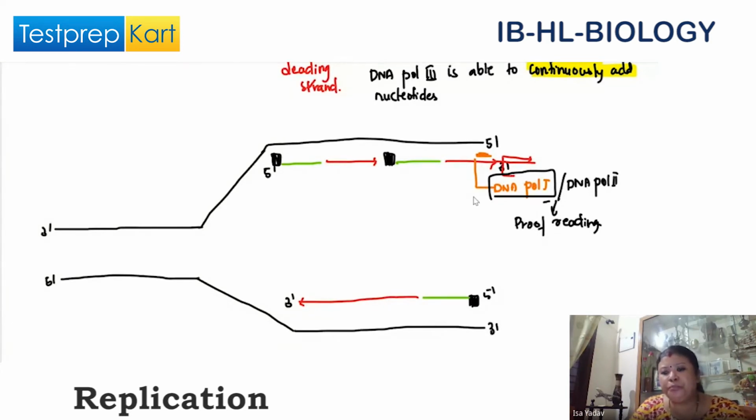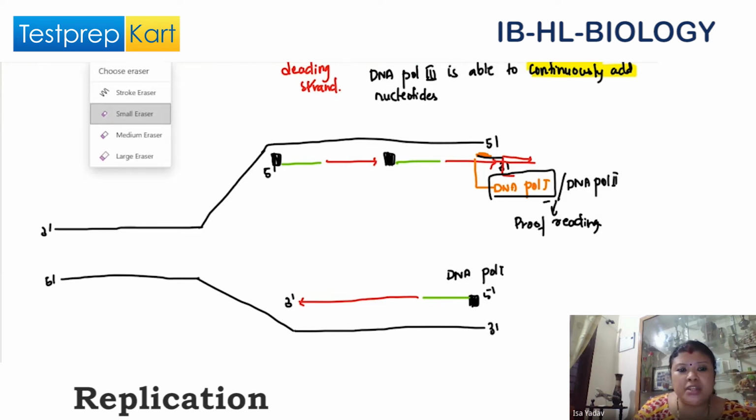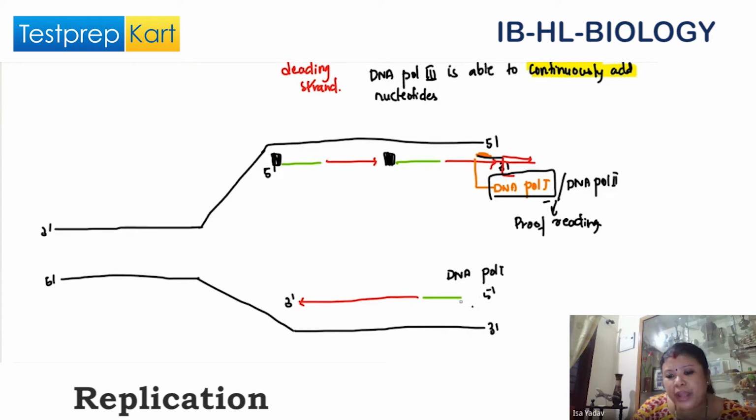So DNA polymerase 1 will go a little back and proofread the entire section. If at all there is any mutation, it will remove that section. So DNA polymerase 1 and DNA polymerase 2 do the proofreading. Now, once the proofreading is completed, we have to remove the primer. DNA polymerase 1 will remove this primer. All the primers it will remove, and the nucleotides also it will remove.